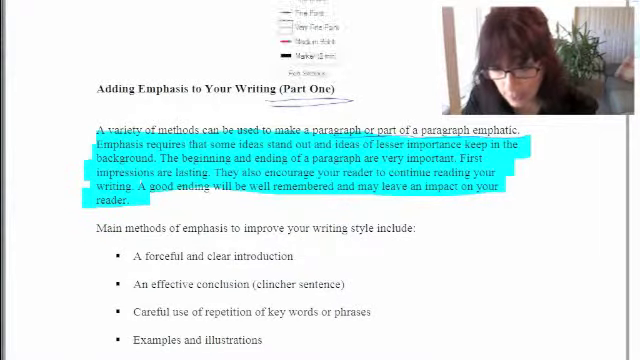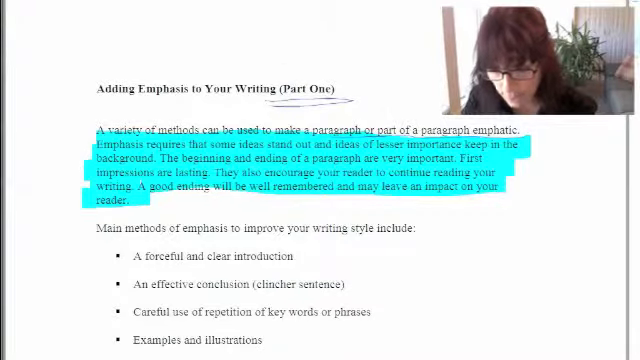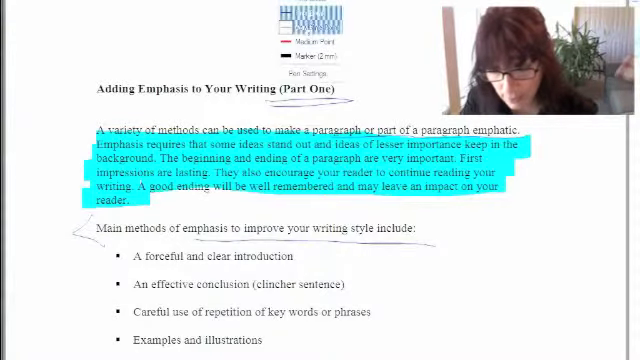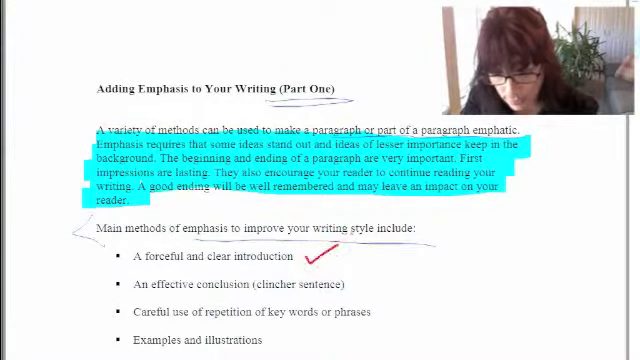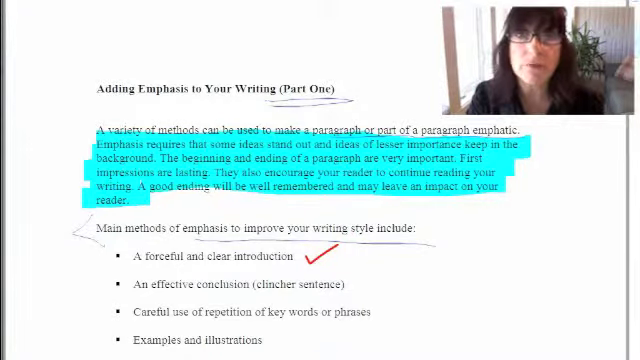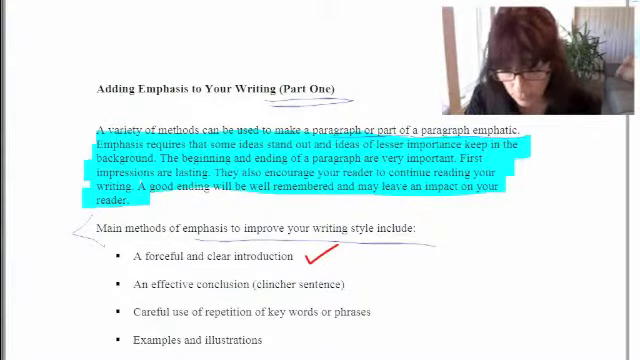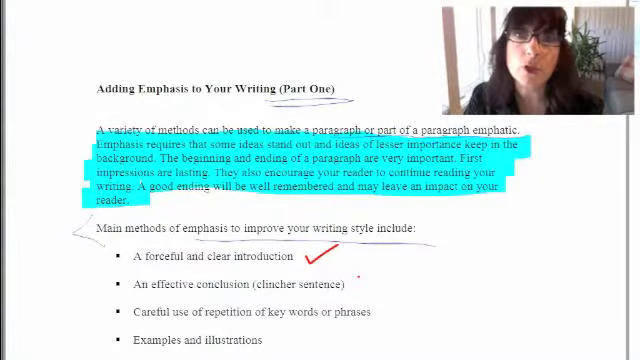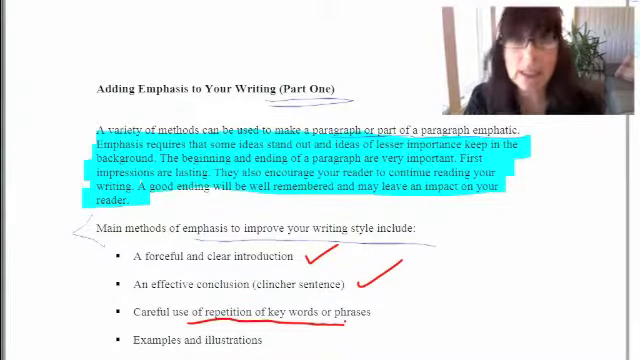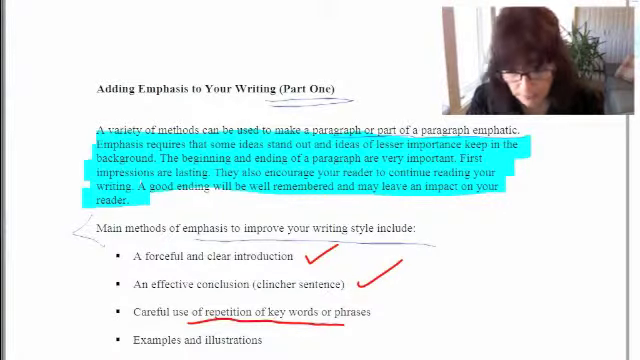So I have included main methods of emphasis to help improve your writing style. The first one is you should always have a forceful and a clear introduction. And I will expand on each of these ideas within the next two videos on adding emphasis to your writing. You also want to have an effective conclusion called a clincher sentence. You want to be careful to use and repeat key words or phrases without being boring or too repetitive. You do want to repeat some key words or phrases to keep your reader focused.